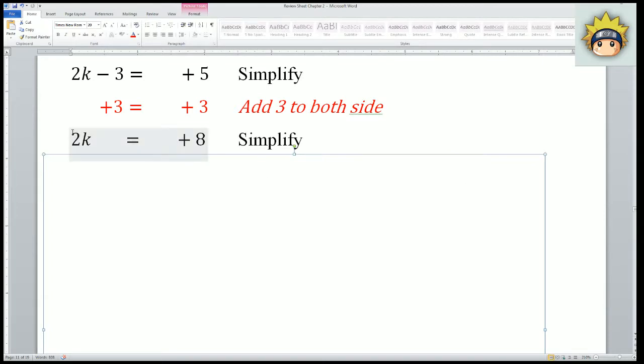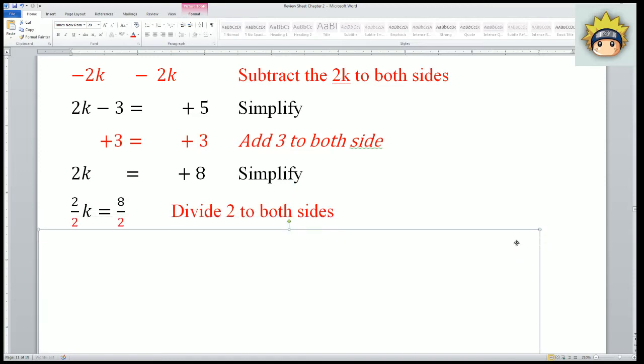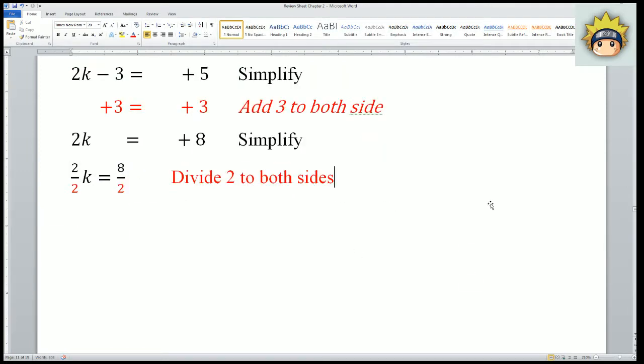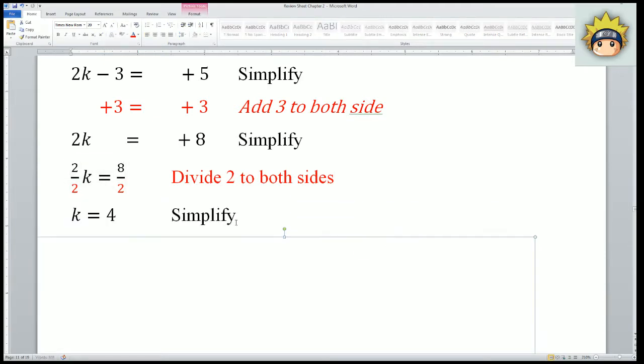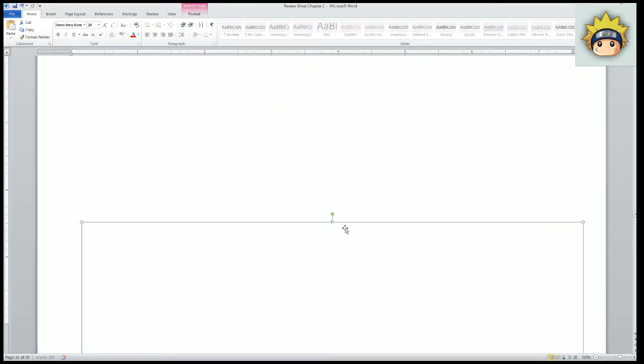After that, 2 and k are together by multiplication, so to get k alone, that means to solve, right? To get k alone, I have to divide by 2. So that is what I'm going to do here. Divide by 2, because that is the inverse operation of multiplication. Once I divide by 2 to both sides, 2 over 2 becomes 1, so that is k. 8 over 2 is 4. That's after simplification.